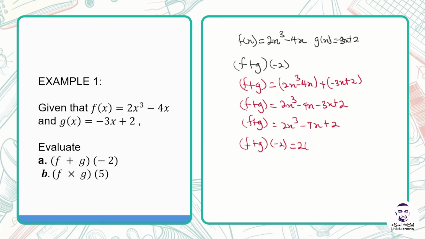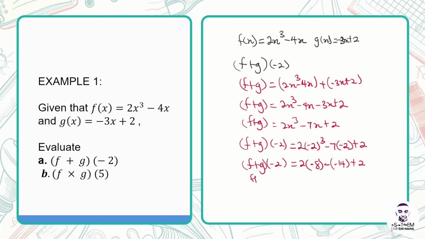So we have 2 multiplying -2 cubed, minus 7 multiplying -2, plus 2. So it implies that our f plus g of -2 will now become 2 times -2 cubed, which gives us -8. Then minus 7 multiplying -2 gives us +14, plus 2.